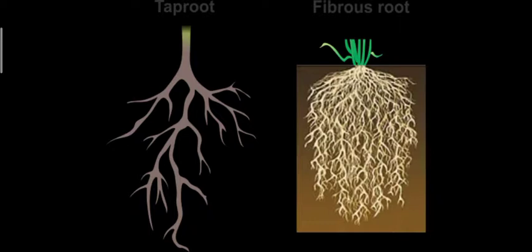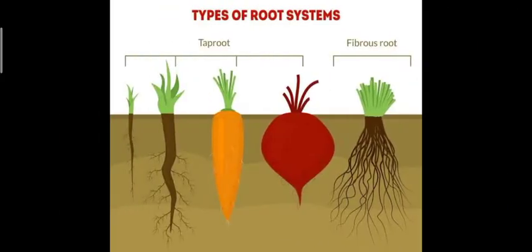And in the fibrous root, a number of roots grow from the stem. Some examples of taproot are balsam, bean, mustard, etc. Here you can see they are all taproot, carrot, etc. And this is a fibrous root. An example of fibrous root is grass, wheat, rice, onion, etc.